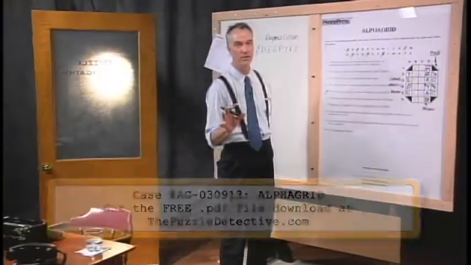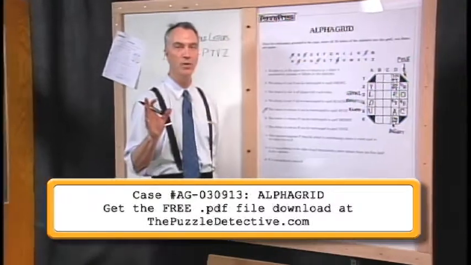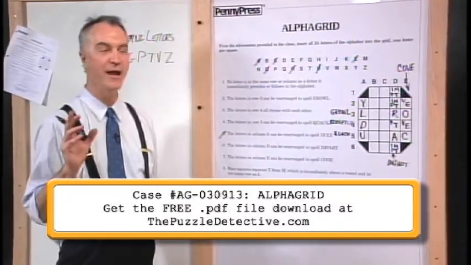Today we're doing something a little different. A lot of times we work with numbers. Today we're working with letters in a puzzle called Alphagrid.